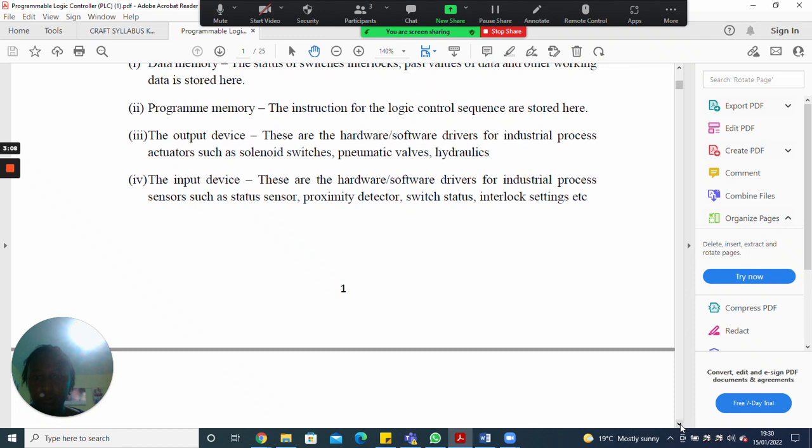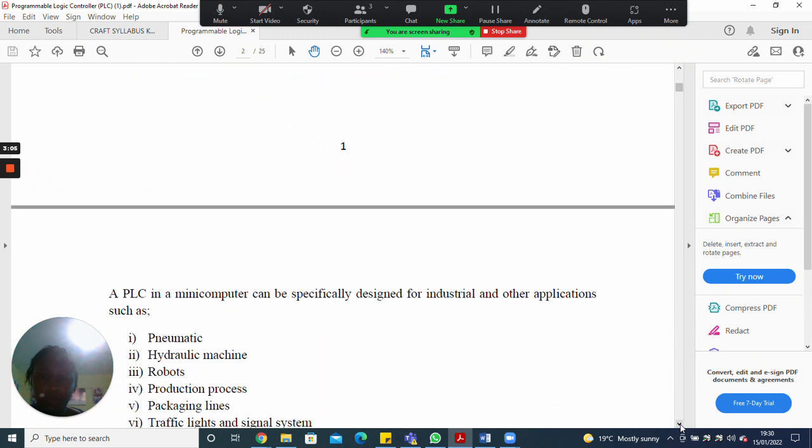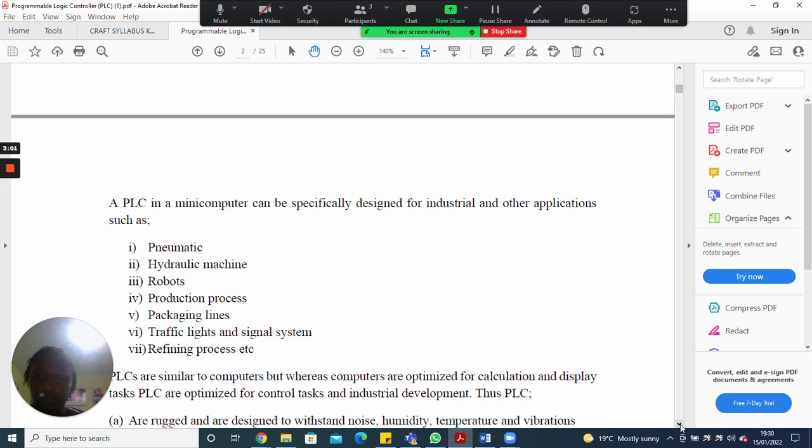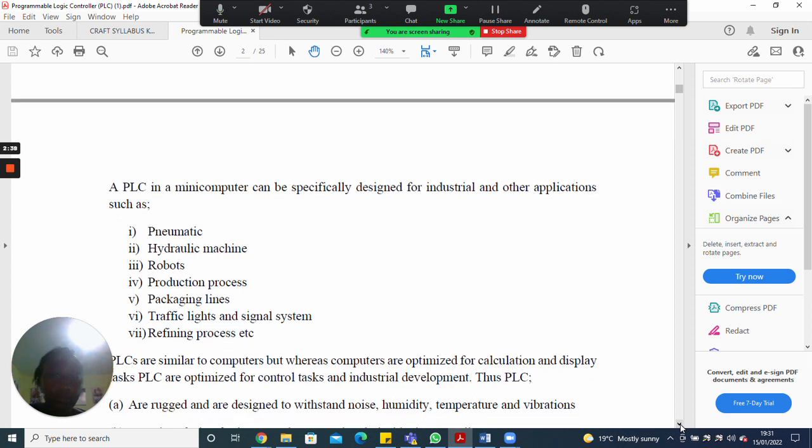I hope you all can see my screen. So, a PLC can be designed for a specific purpose or for general purpose. For example, pneumatic, to control pneumatic functions, hydraulic functions, robotics, or to automate the production process, among other uses that we can see in our notes.